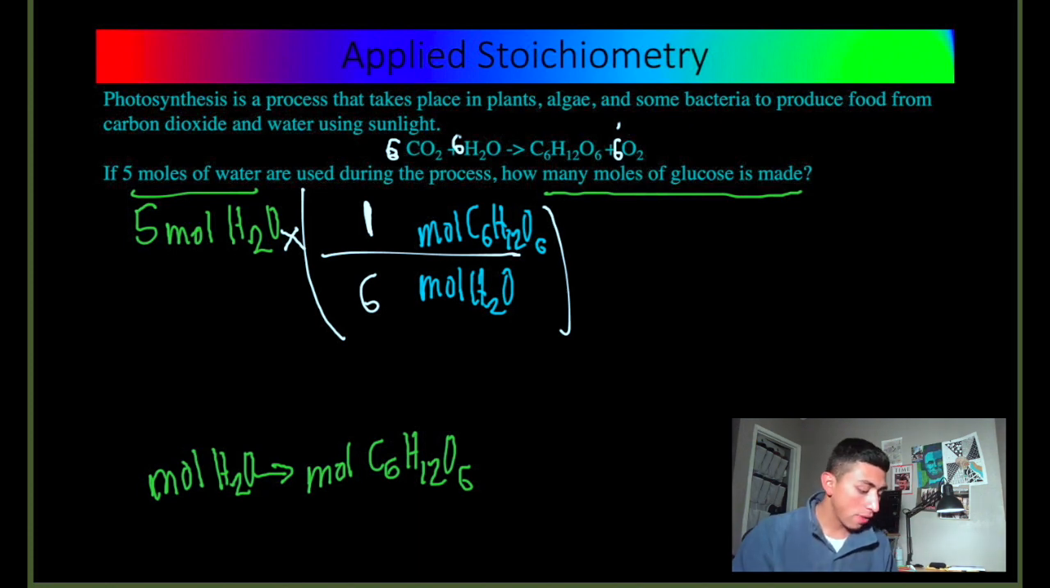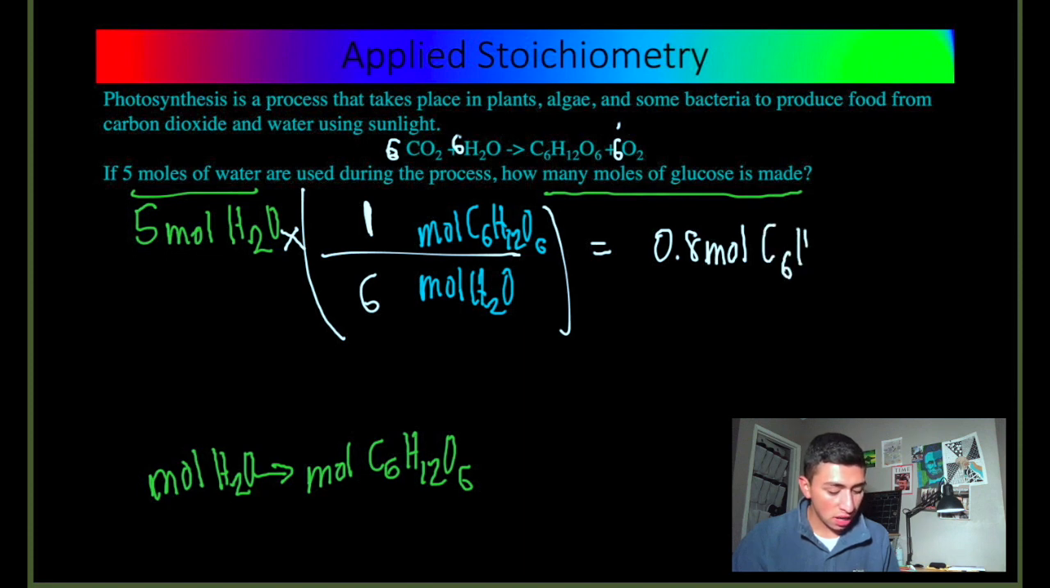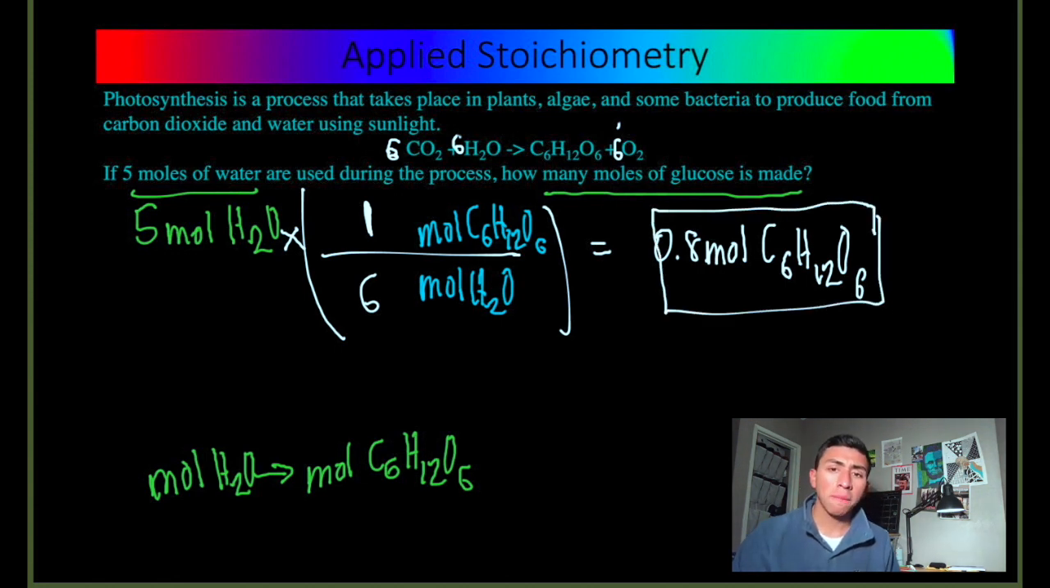What you should be plugging into your calculator is just 5 divided by 6, because this 1 essentially gets ignored, right? It's just a 1 over 6. And your final answer when you plug this into your calculator should be 0.8 moles. And then your unit should be moles, obviously, and that is of C6H12O6. And this is how you solve this problem. This was a relatively simple one, but this is how you solve it.